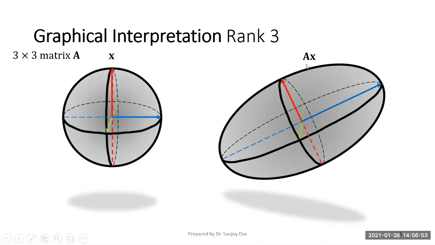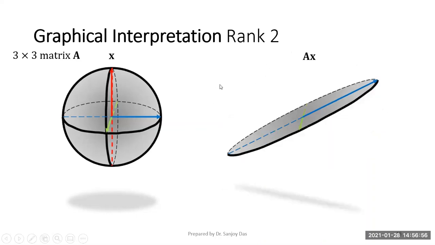Now, what if A were of rank 2? This is what would happen. We do the same operation. We take all infinite points on the surface of this three-dimensional sphere. All these points will project to this two-dimensional ellipse, which is two-dimensional. It's not three-dimensional. So we are seeing a loss of one dimension, because the rank of A is 2.